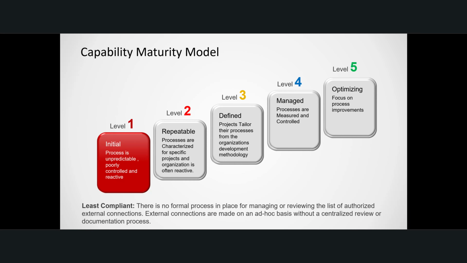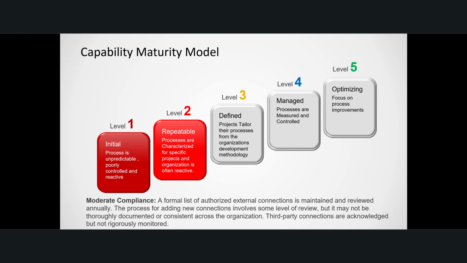Now, if you don't know what the capability maturity model is, it consists of 5 levels, where level 1 is initial, where the process is unpredictable, poorly controlled, and reactive. So when we look at that from a control point of view, for this question about external connections, the least compliant, or level 1, statement is that there is no formal process in place for managing or reviewing the list of authorized external connections. External connections are made on an ad hoc basis without a centralized review or documentation process.